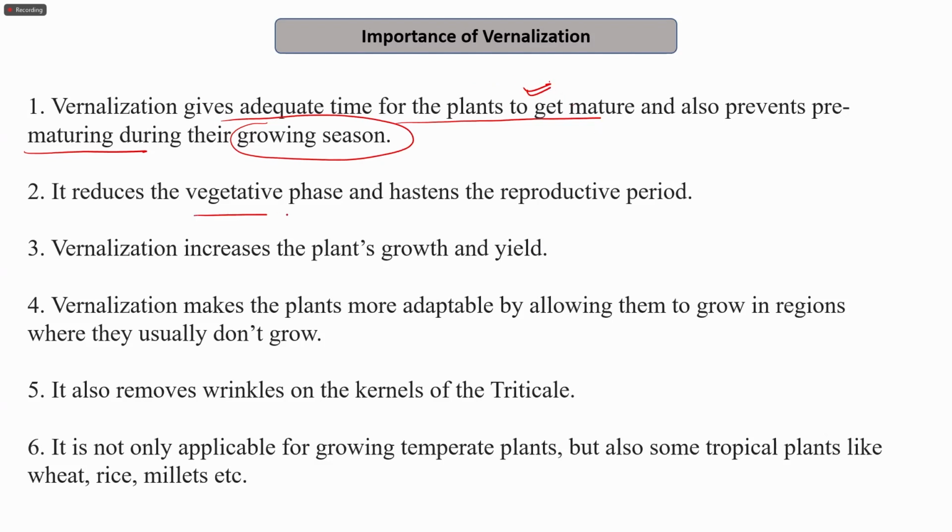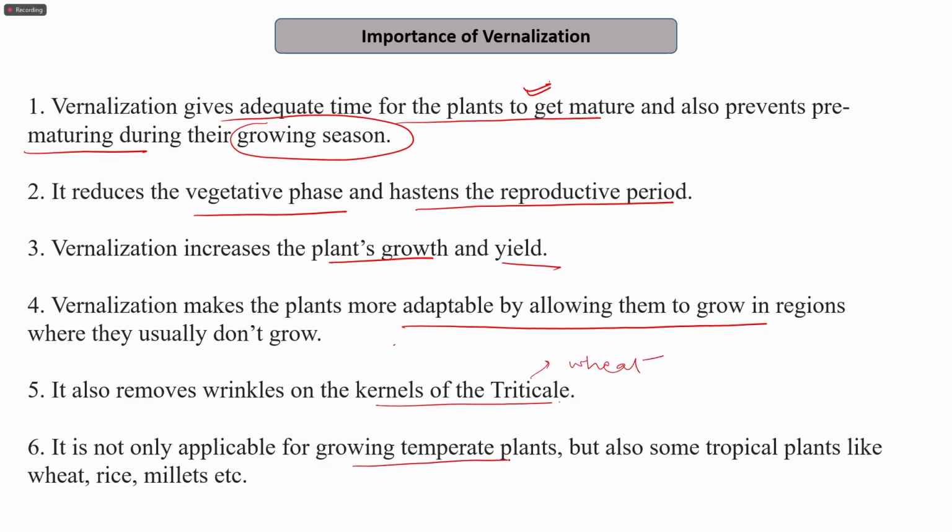It reduces the vegetative phase and hastens the reproductive phase. Vernalization increases the plant's growth and yield. Vernalization makes the plant more adaptable by allowing them to grow in regions where they usually don't grow. And it removes wrinkles on the kernels of the triticale. Triticale is the wheat. It is not only applicable for growing temperate plants but also some tropical plants like wheat, rice, millets, etc.